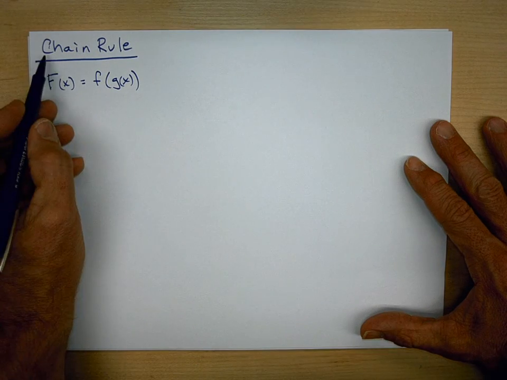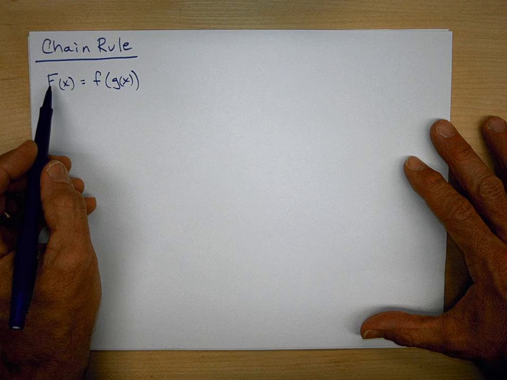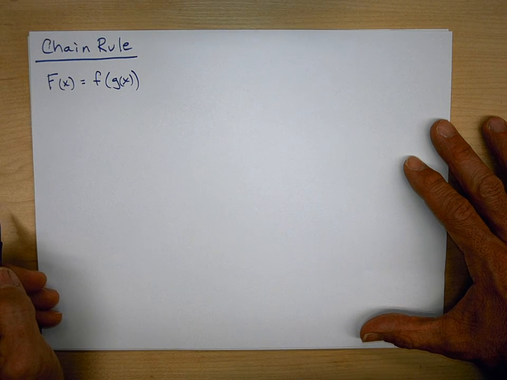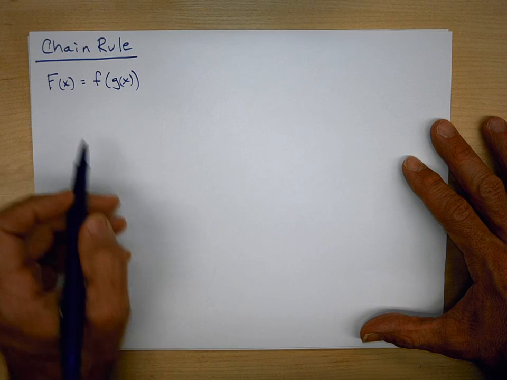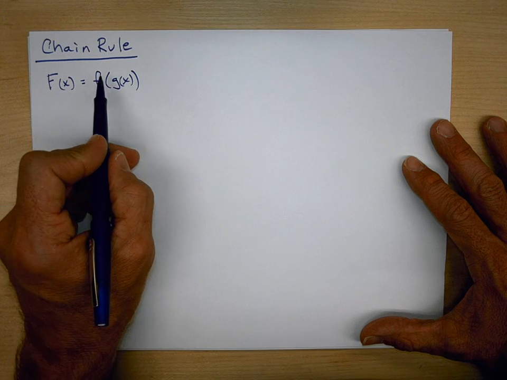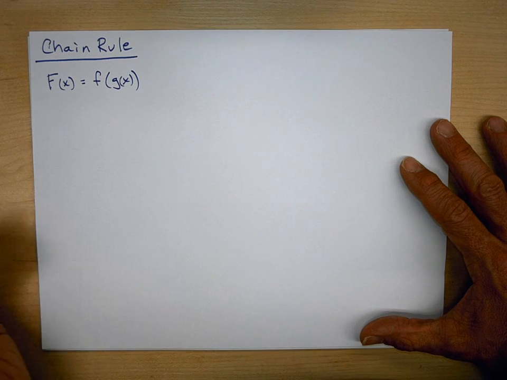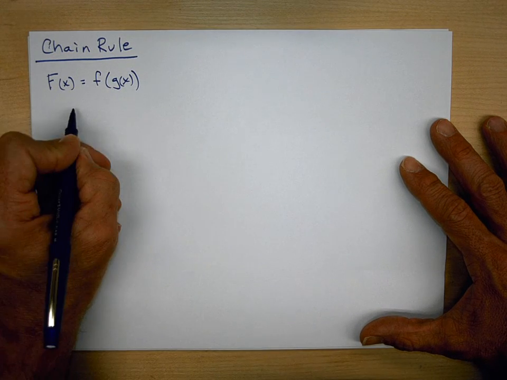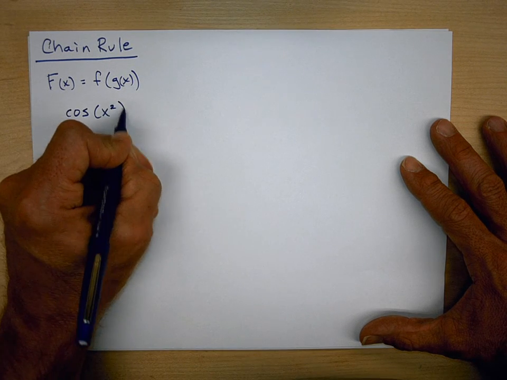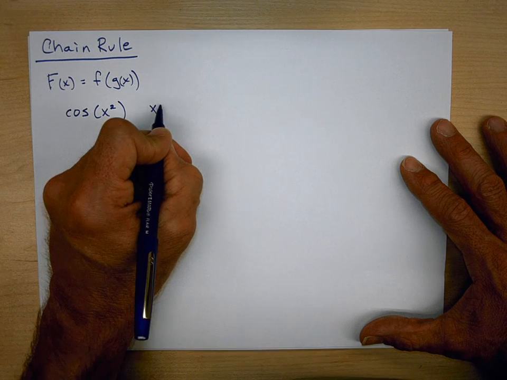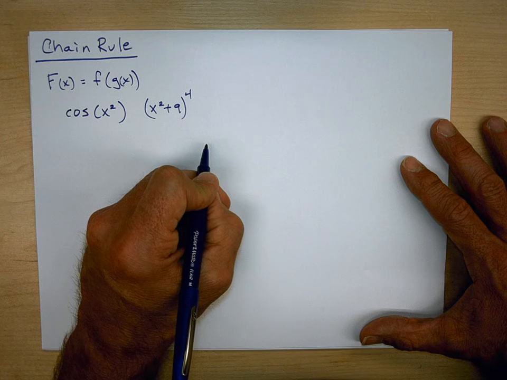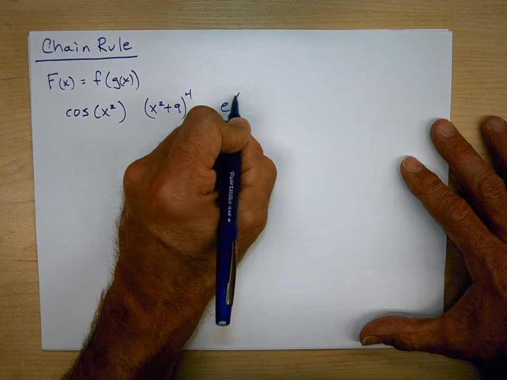In this lecture, I want to talk about the chain rule, which is a method for finding the derivative of a function that is a composition of two functions. So something like this, where the big F is a function of x, where f is a function of g of x. So, for example, we could have something like cosine of x squared, or x squared plus 9 to the fourth, or maybe e to the x squared.